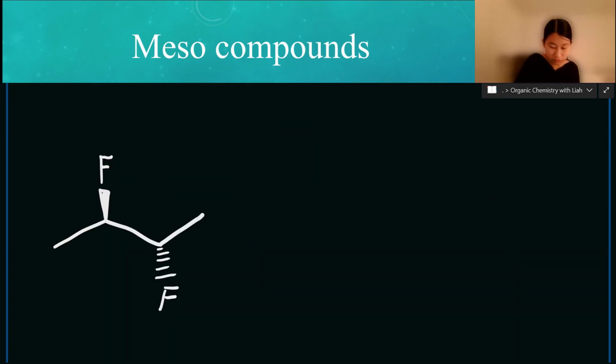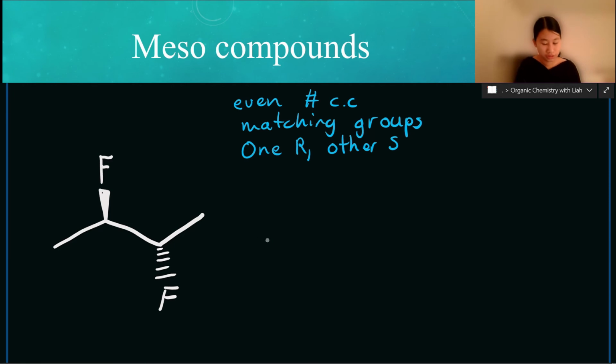Now try this one on your own. Is this a meso compound? All right, let's go ahead and start this. Do we have an even number of chiral centers? Yes, we do. Let's use a different color: this carbon here and this carbon here are indeed chiral centers, and I will draw in the implied hydrogens. So we do have an even number of chiral centers.